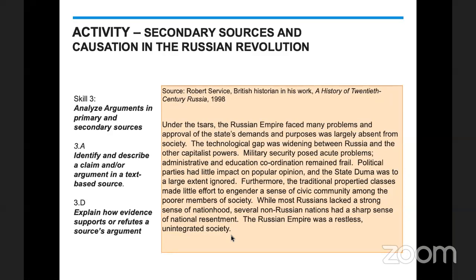And then thinking about the homework that we're going to do today, it is another short answer question, and it is a secondary source base. It's sort of the SAQ 1 on the exam. Explain how historical evidence that you have can support or refute an argument that we see in a source. So I'm going to go ahead and read it, not as well as Todd, I'm sure. This is Robert Service. He's a British historian, and this is from his work, A History of 20th Century Russia.